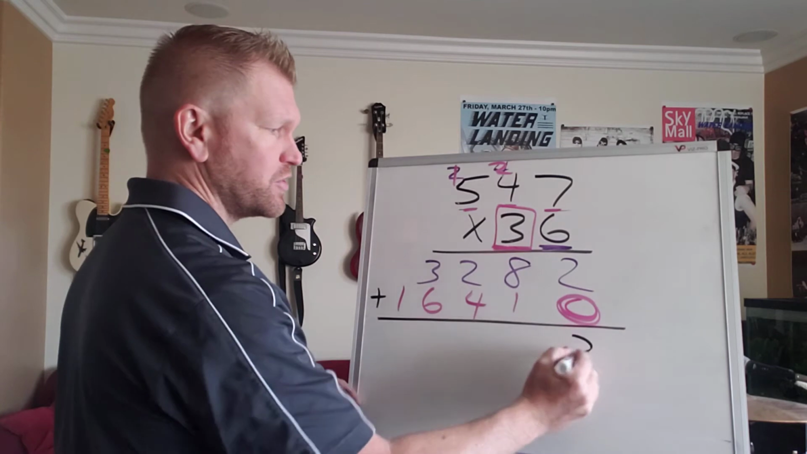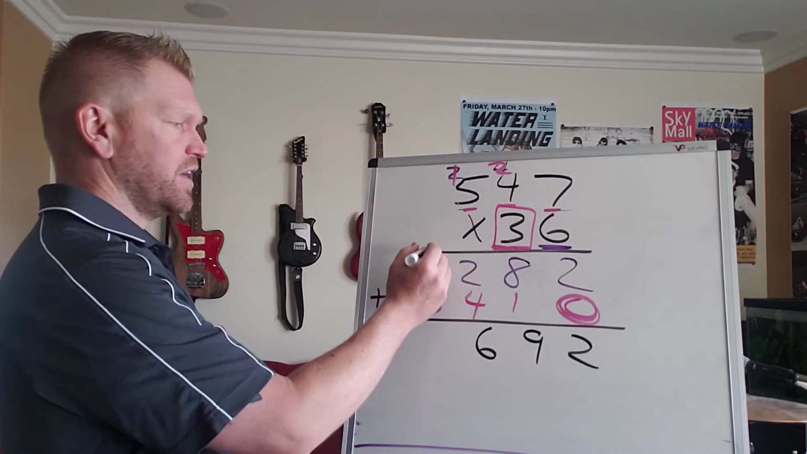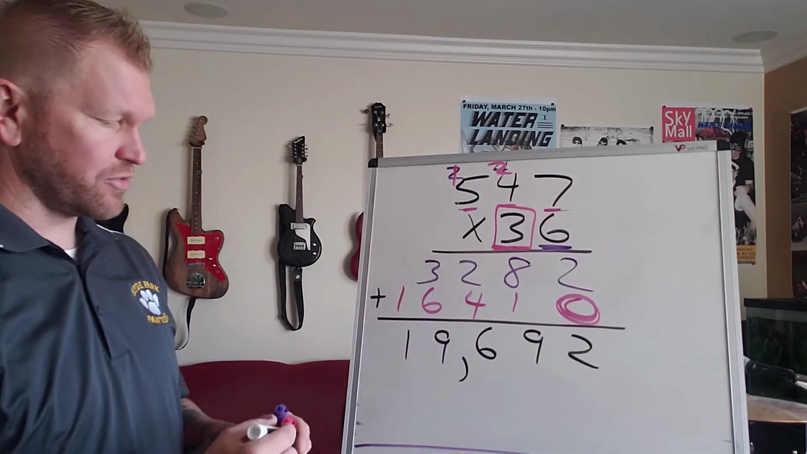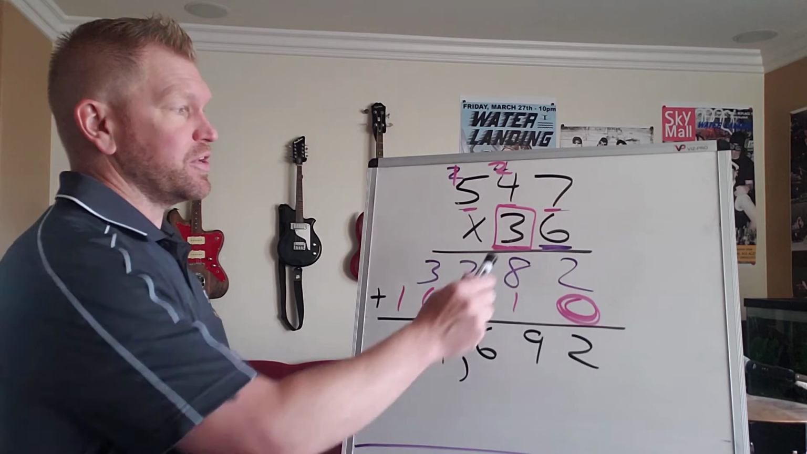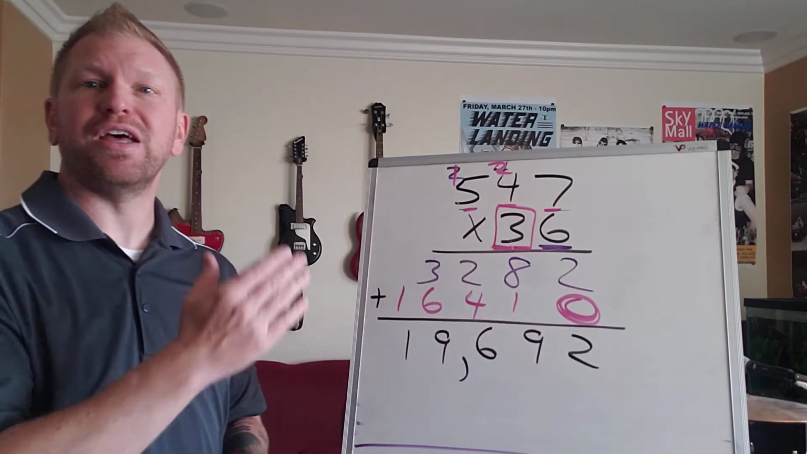So in the ones place, 2. Next place we have a 9. Hundreds place here, 6. And we've got 9 and 1. The answer is 19,692. So don't forget, when you get to this tens place number, hold that place value there before you start multiplying and then adding.